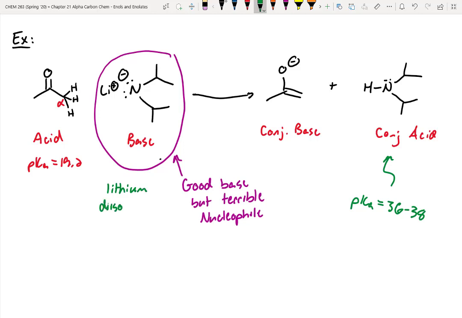This base is called lithium diisopropyl amide. Most people just call this LDA. It's a lot easier to write out, and it's going to be a base that we use a lot of in this enol and enolate chapter because it's so strong and it's a terrible nucleophile.